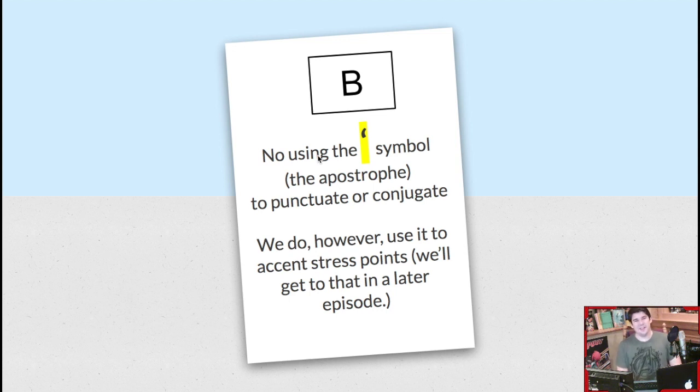Rule number 2. There is no using the apostrophe symbol in the way that you would think. So with words like don't, you don't put the little punctuation mark between the N and the T. Like I said before, we're only talking about the sounds that you make, and you don't actually sound that out. But you will use the apostrophe symbol when we're talking about stress marks or accent marks, which means, in a multi-syllable word, which syllable is the more prominent one. Once again, we'll talk about that later.